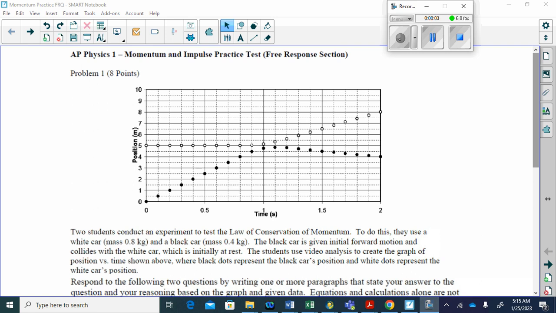Welcome to the solutions to the AP Physics Momentum and Impulse Practice Test. So for problem number 1, we have this graph, position versus time, and it said students conducted a conservation of momentum lab. They wanted to verify the law of conservation of momentum, so they used two carts, a white cart with these dots and a black cart with these dots. They used video analysis, and this is the graph we get.